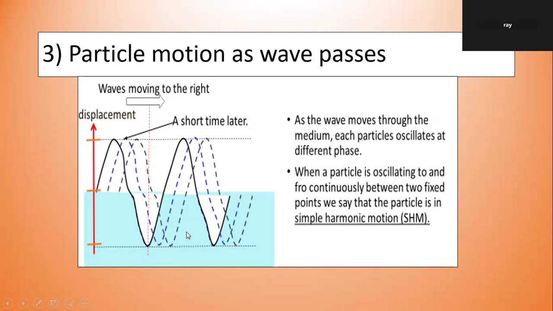Same with the other particles. You can look at another particle, like here, it's at the top. Then it goes down, then further down, then to the end, and then comes up again. These are different positions of the wave. This particle is at the bottom, and this particle is at the top.